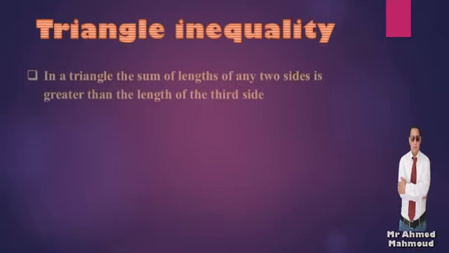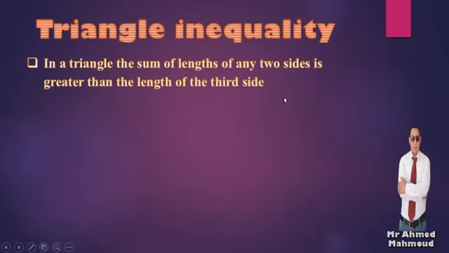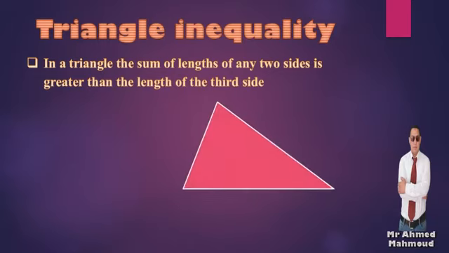Okay, now I'm going to mention the rule like this. Triangle inequality. In a triangle, the sum of lengths of any two sides is greater than the length of the third side. This is the condition to draw the triangle, that the sum of lengths of any two sides must be greater than the third.